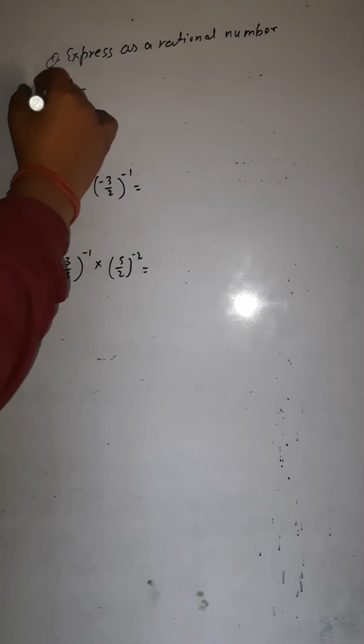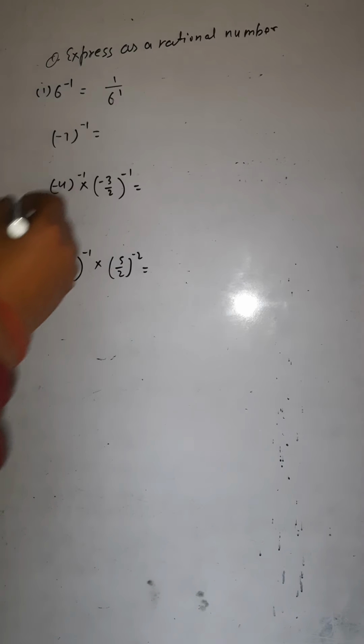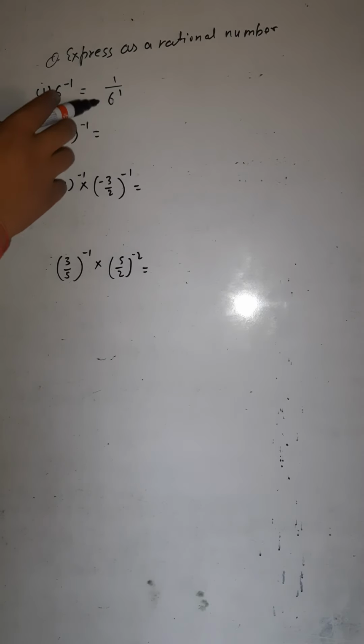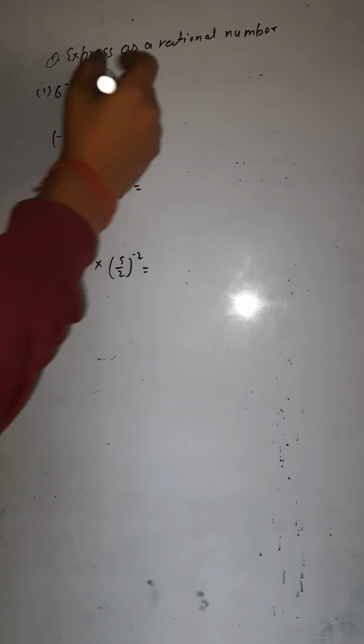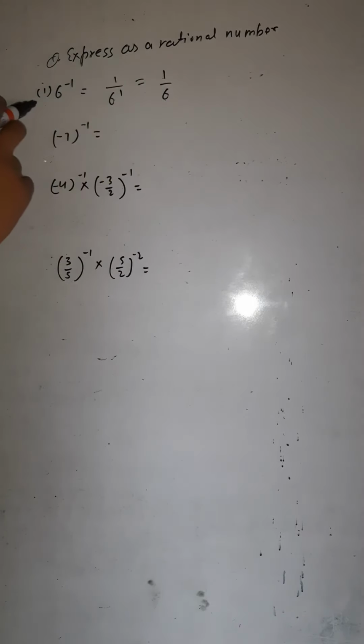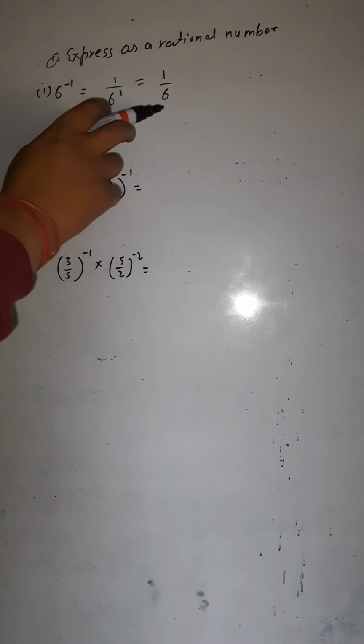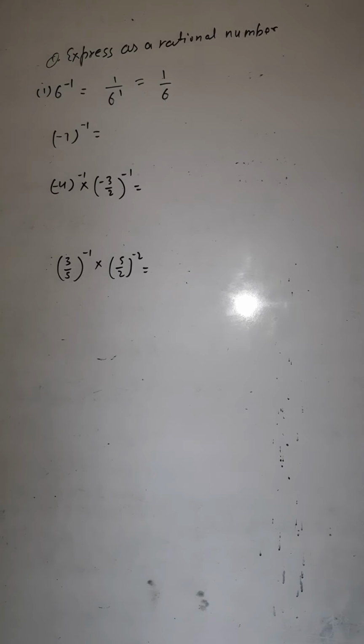This is the first question: 6 raised to the power minus 1. So it can be written as 1 by 6 raised to the power plus 1. Yes or not? So 6 is being repeated only one time, so you would write 6 only one time. So this is p by q form, a rational number. So we have expressed 6 raised to the power minus 1 in the form of a rational number, that is 1 by 6. 1 by 6 is a rational number here, p by q.